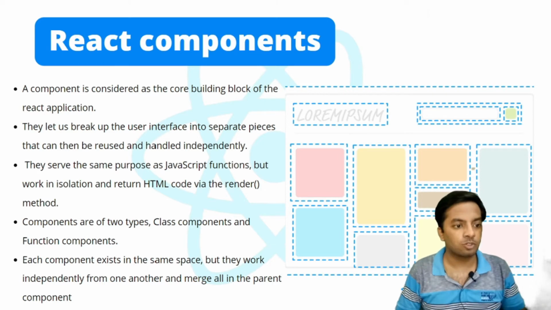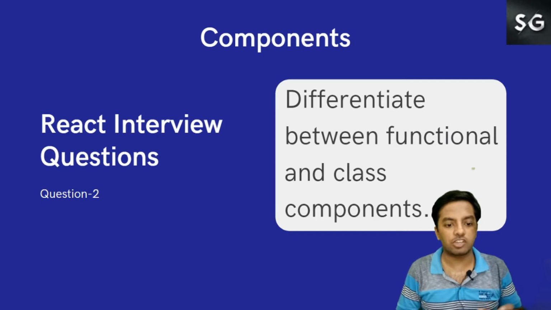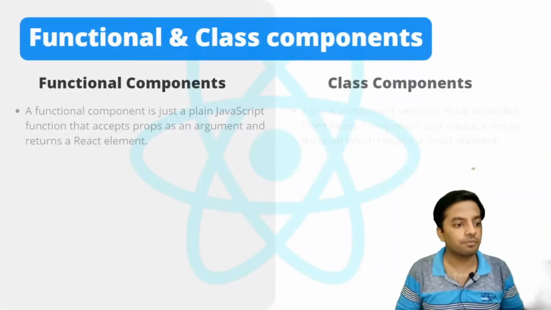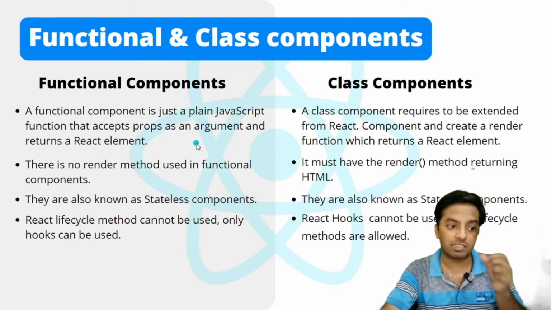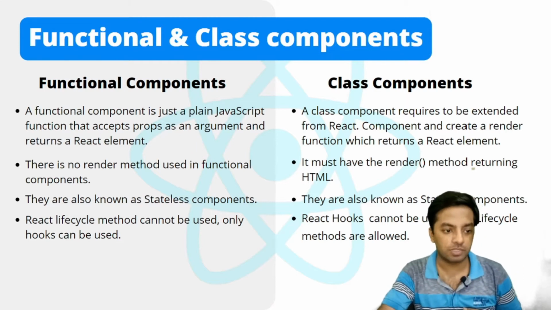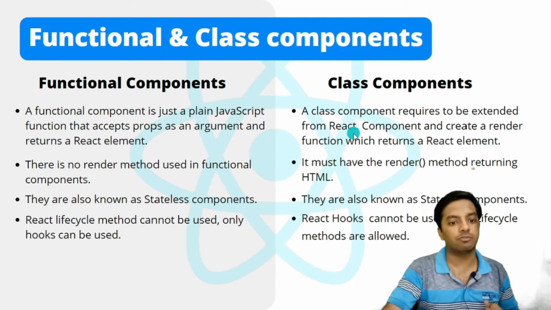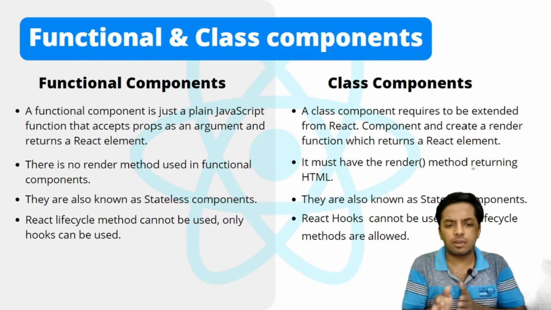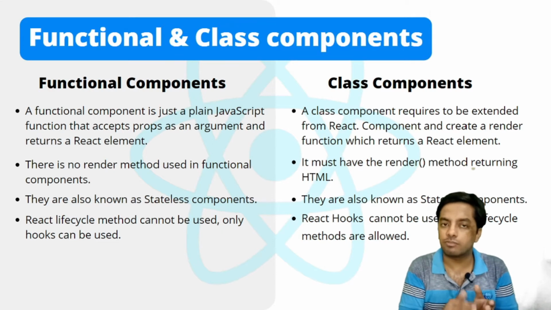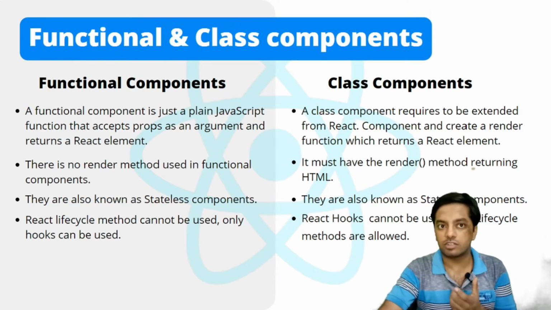So the next question is, differentiate between functional and class components. Let's see. A functional component is just a plain JavaScript function that accepts props as an argument and returns a React element, whereas a class component is required to extend from React.Component. It is a class, so it must extend React.Component, and we create a render function which returns a React element.